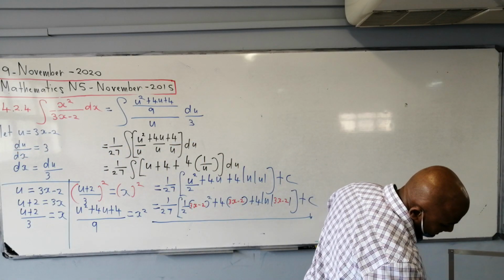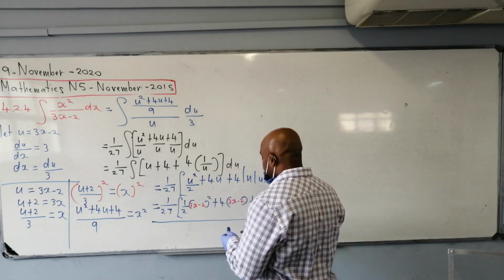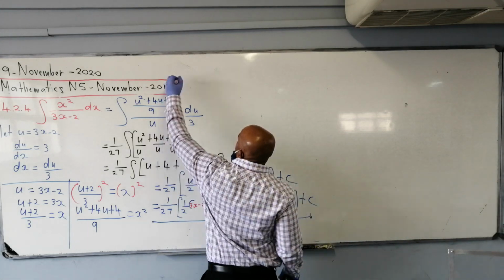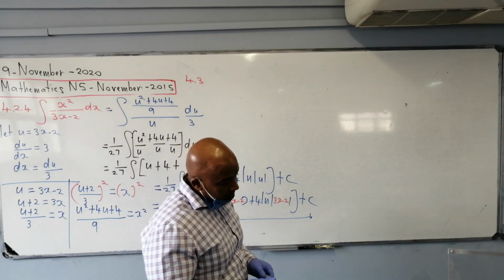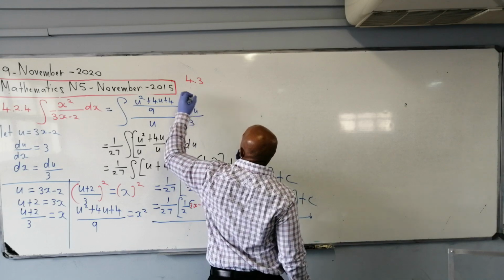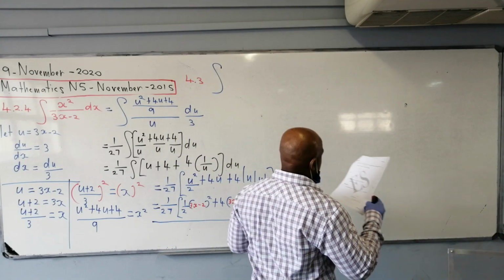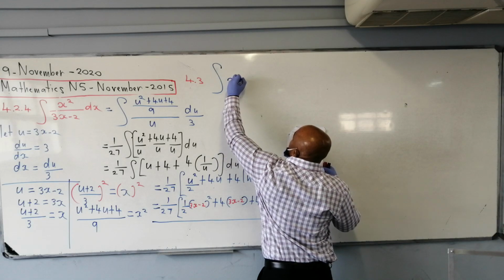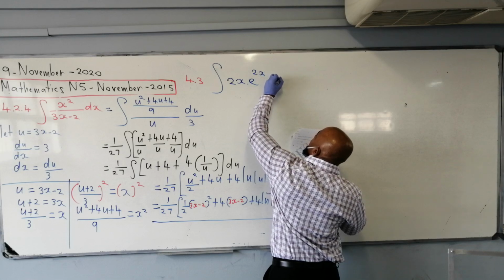So that was this problem, and then we have 4.3. Let's finish 4.3 before we deal with the other one. So 4.3 is: determine the integral of 2x times e to the power 2x.